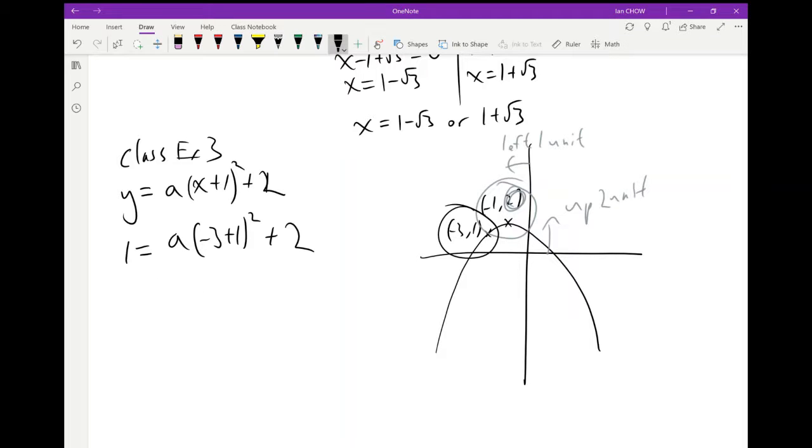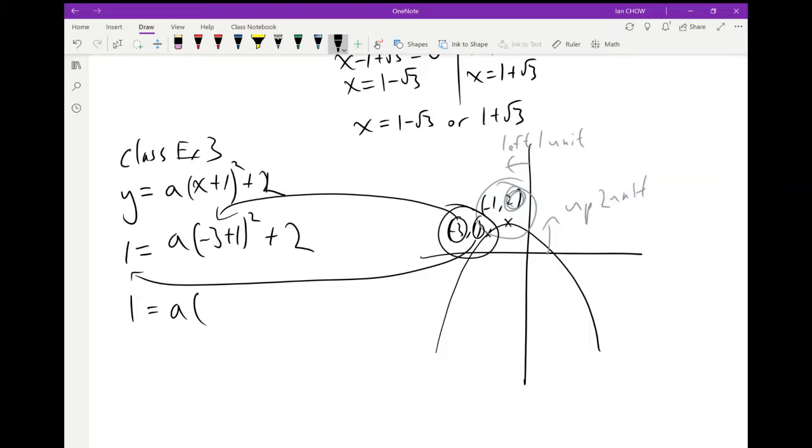At this point, when I substitute in our negative 3 into the x, let's expand out the brackets now. And then the y into our y place, we have 1 is equal to a, negative 3 plus 1 is negative 2 whole squared plus 2. Then I'm going to square my negative 2, that becomes 4a plus 2.